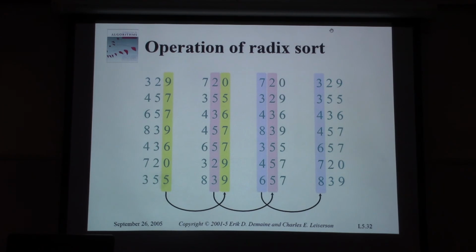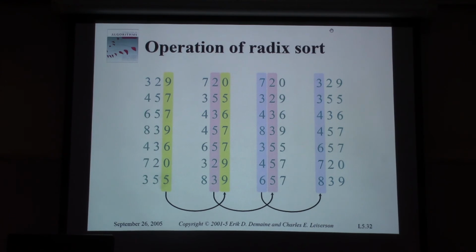Now you might say, well, what the heck is the complexity of what I just did here? Anybody? No comparison. I didn't do any comparisons of the elements themselves. I just looked at the digits, right?